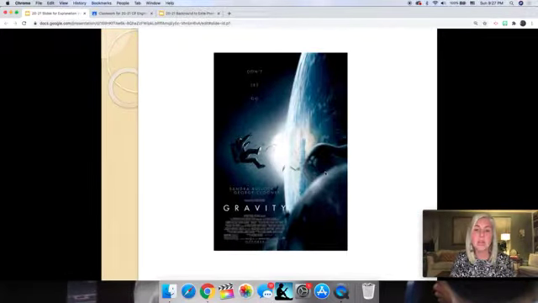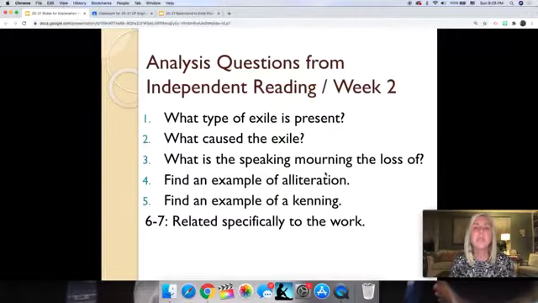I gave the example of astronauts. This film Gravity with Sandra Bullock and George Clooney kind of attests to that as well. The questions that you were given from your independent reading in week 2 are listed here, and I just want to go through them real quick. Hopefully you found success with numbers 4 and 5, the example of alliteration and an example of a kenning. I made reference to one or two of those a moment ago. I just want to quickly go through them, and then we'll move on.